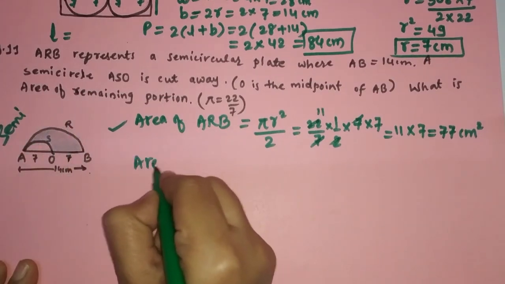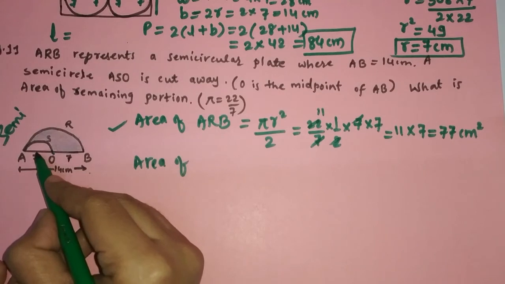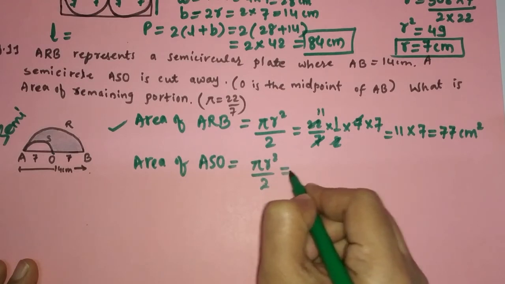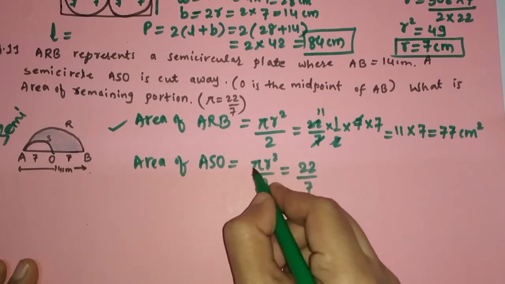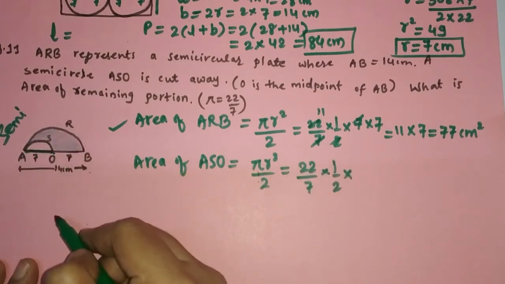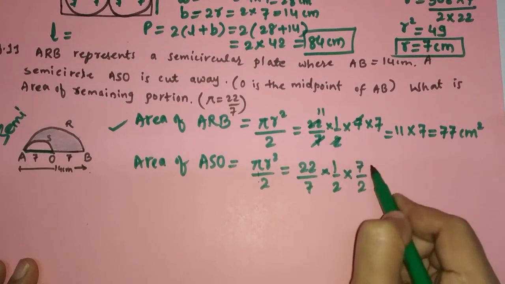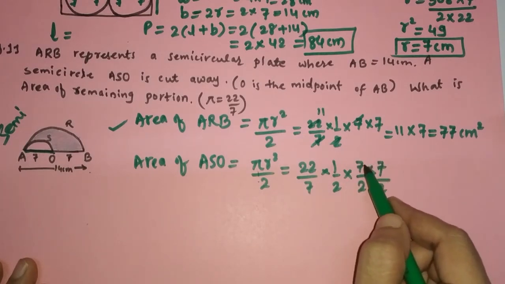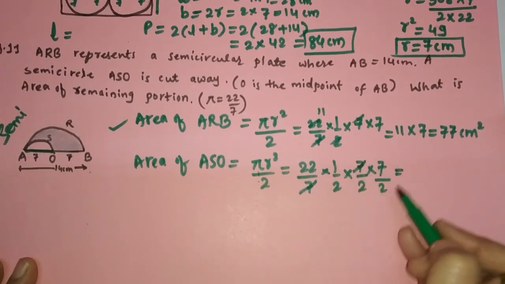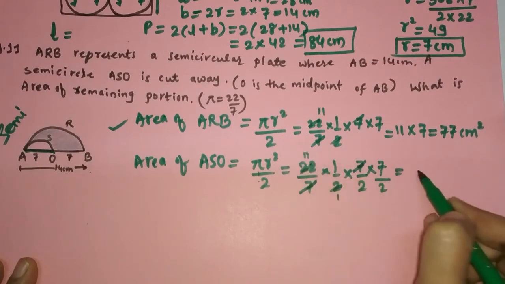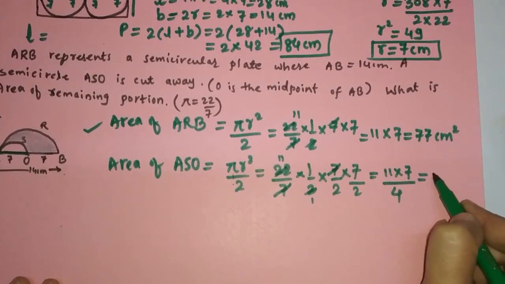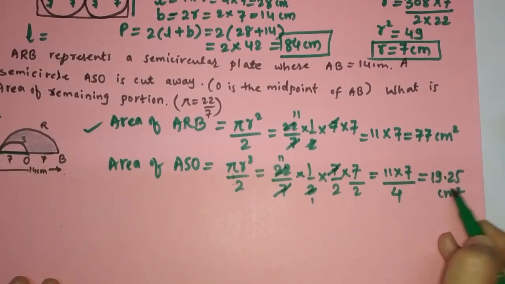Now we'll get the area of the small portion ASO, which is again a semicircle. So pi's value is 22 upon 7 and this 1 by 2 we'll take like this. Now if you see, this circle has 7 as its diameter, so 7 by 2 will be its radius. Diameter will be there, then radius is going to be its half. So if we calculate all this, 7 and 7, 2 ones and 2 11s, so 11 into 7 divided by 4, we'll get 19.25 centimeters square.